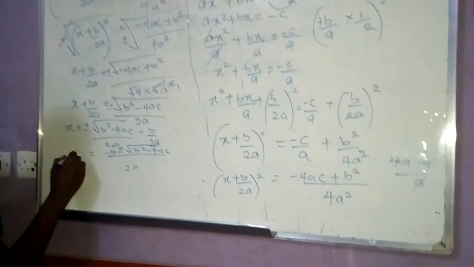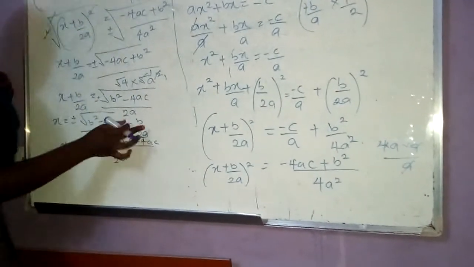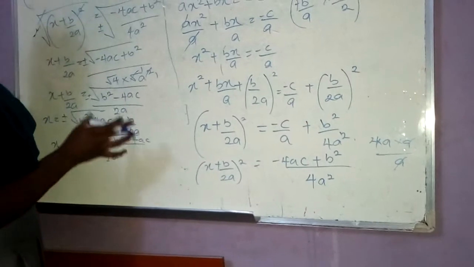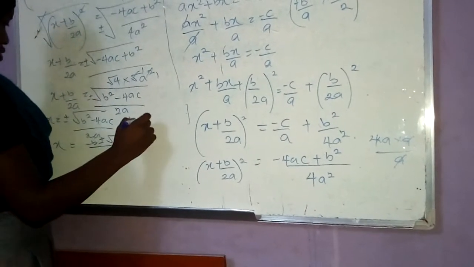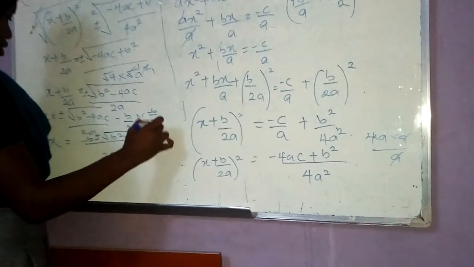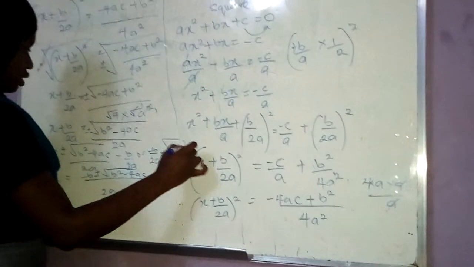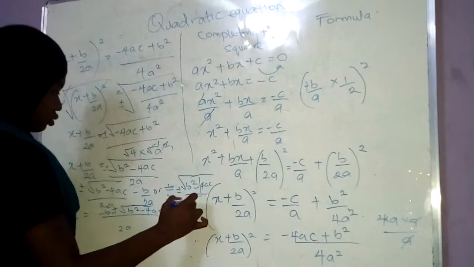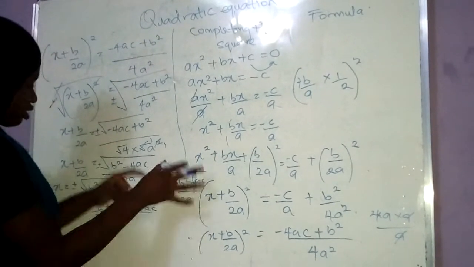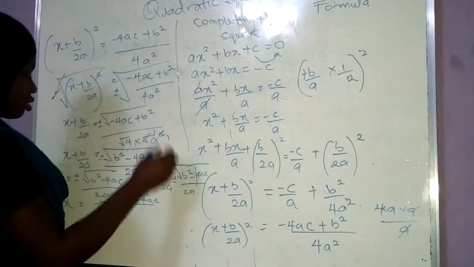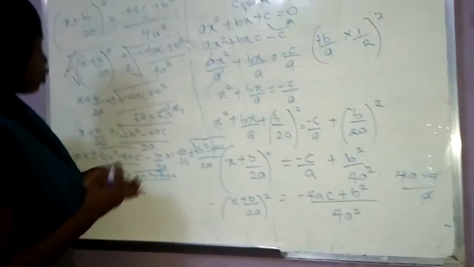Hope this thing did not confuse you. How I brought in minus b here, I just did it like this: minus b over 2a plus or minus square root of b square minus 4ac over 2a. I just did the LCM. I did not do the LCM like this. So x equals to.